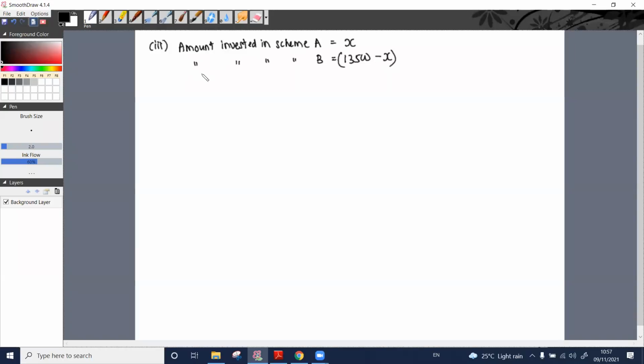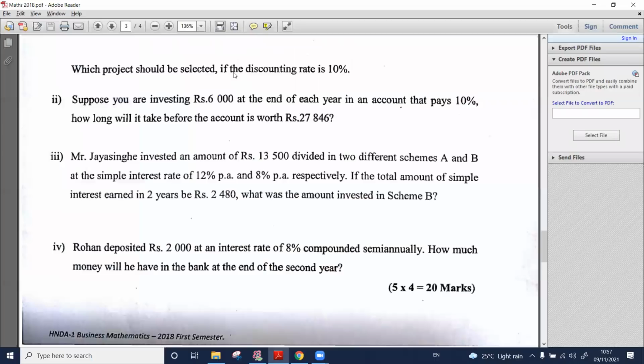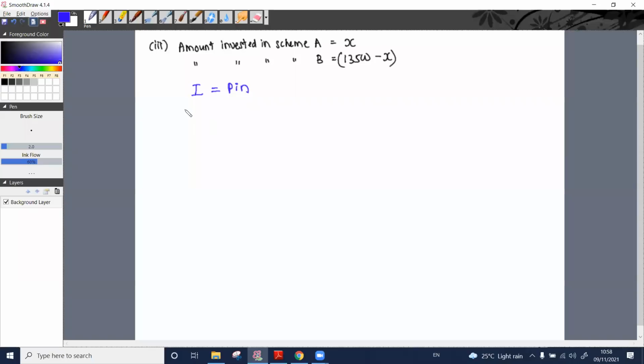Right. The total interest is given. How can we find the total interest? Total interest equals principal into interest rate into number of years. The total interest earned in 2 years is given as 2,480.